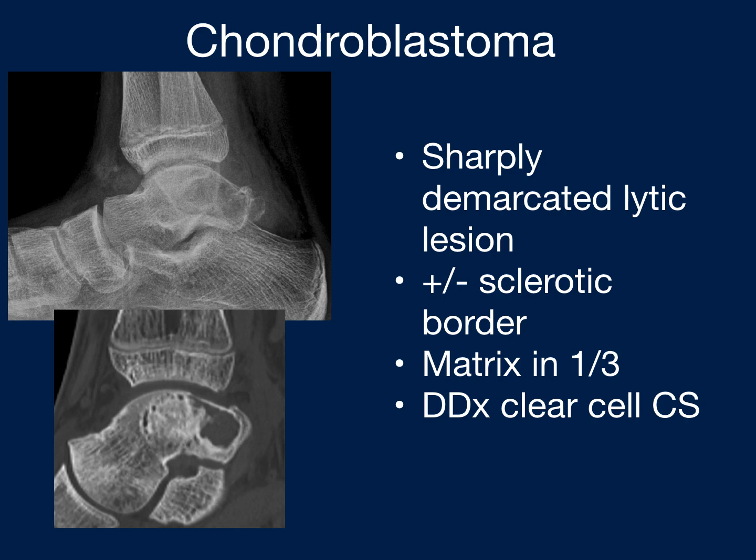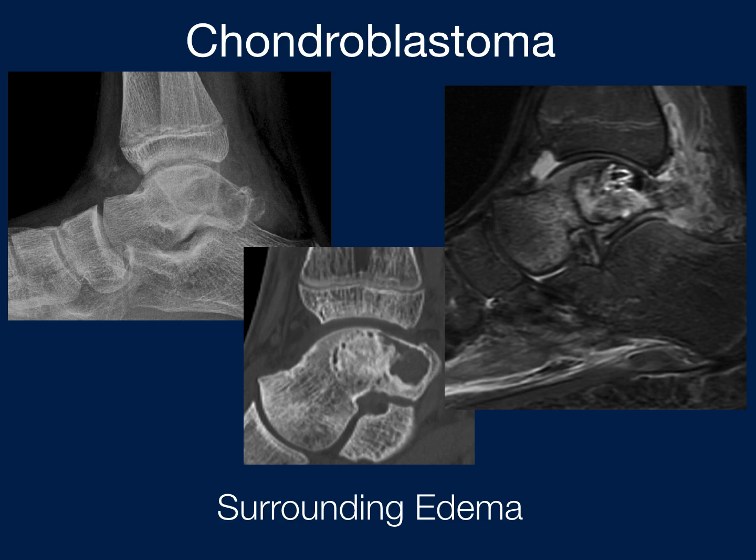A matrix is seen in about a third, and the main differential is going to be clear cell chondrosarcoma, and this is just something you need to know because clear cell chondrosarcomas can be so well defined. So you want to think of a clear cell chondrosarcoma when you see what looks like a chondroblastoma in an older patient. Ultimately, though, you may not be able to tell the difference. And on MRI, chondroblastomas can often be surrounded by quite a bit of bone marrow edema.